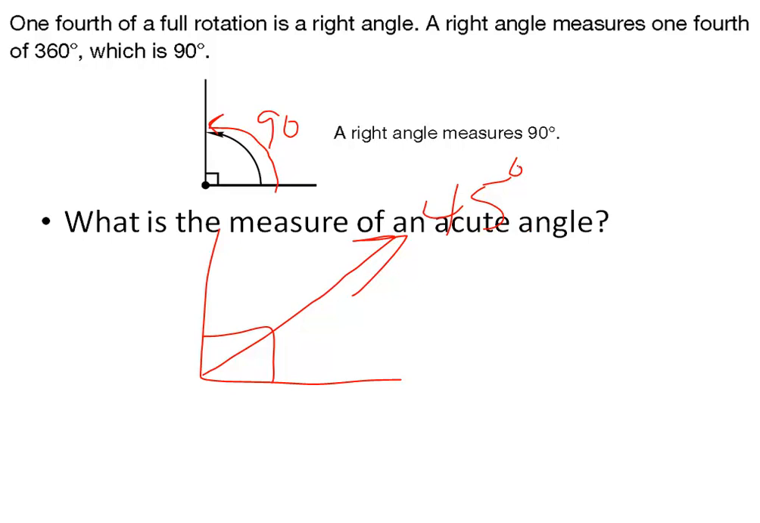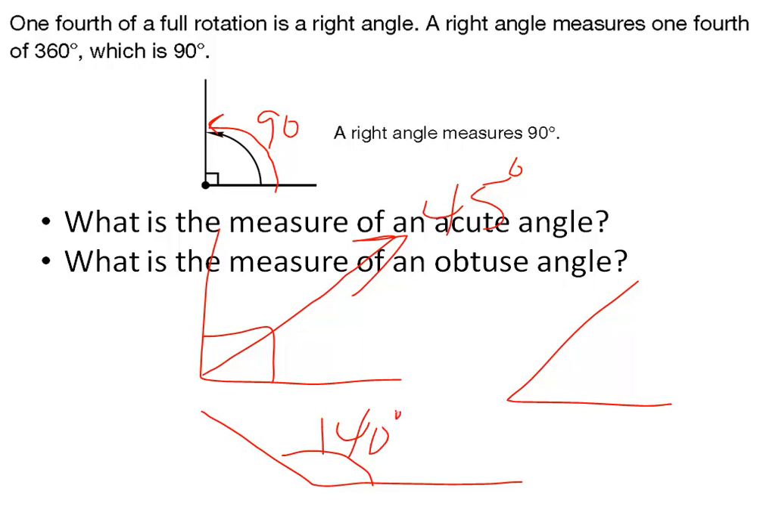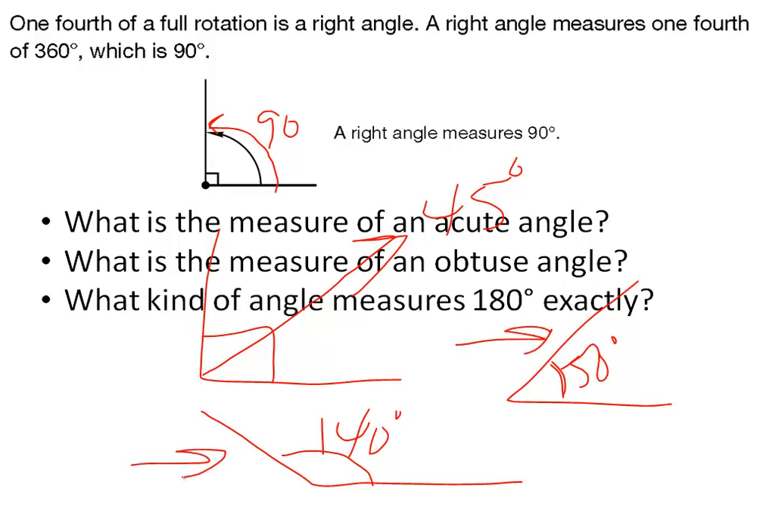What is the measure of an acute angle? The measure of an acute angle is any measure less than 90 degrees. So this is an acute angle. What is the measure of an obtuse angle? An obtuse angle is any measurement greater than 90 degrees. So this would be maybe 140 degrees. This might be 50 degrees. So this is acute, this is obtuse. I think we know those.